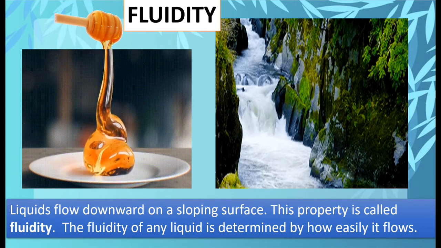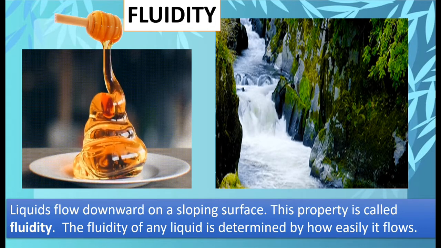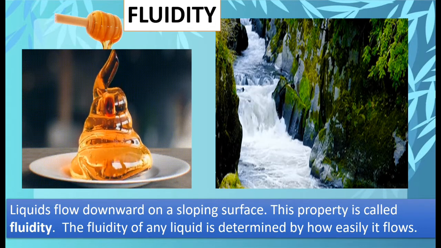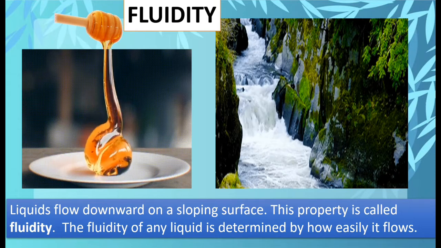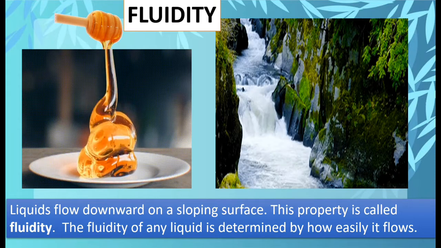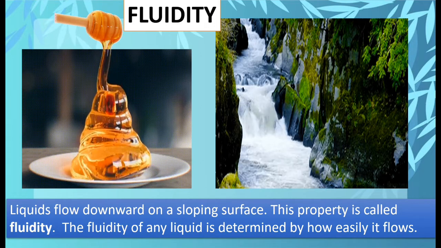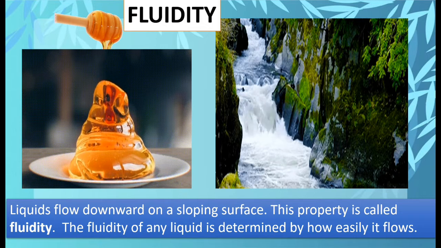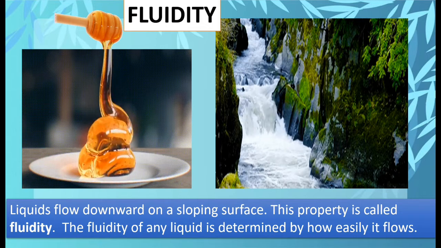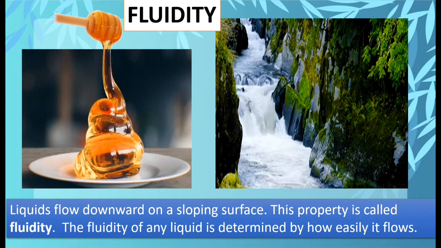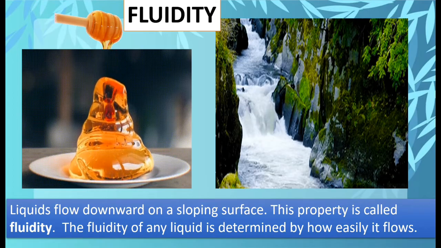ठीक है, तो कितने easily वो flow होगा, that is known as it depends upon object to object. Here you can see the honey, it is flowing at a much slower rate as compared to the water which is flowing. Water is flowing much faster. ठीक है, it depends upon the property of that particular object or anything that is there, material that is given to us. So the liquid which flows downwards on a sloping surface, that is called as fluidity.